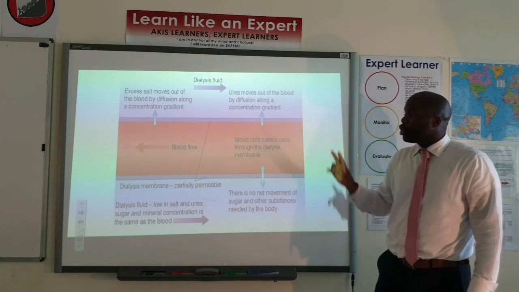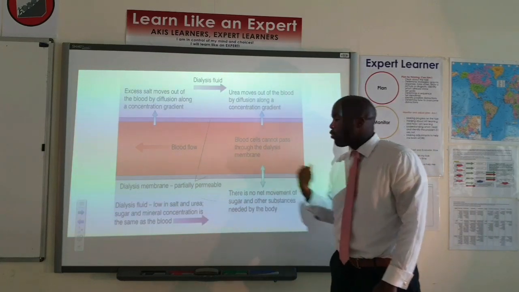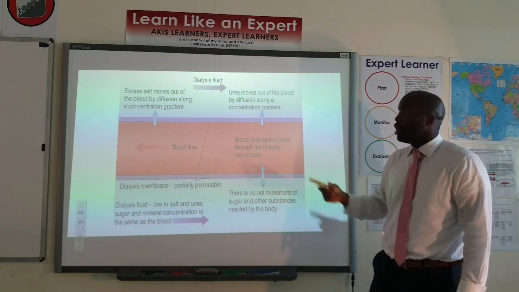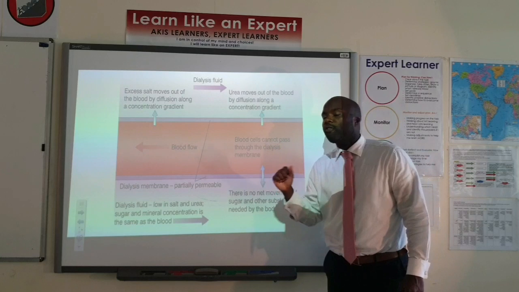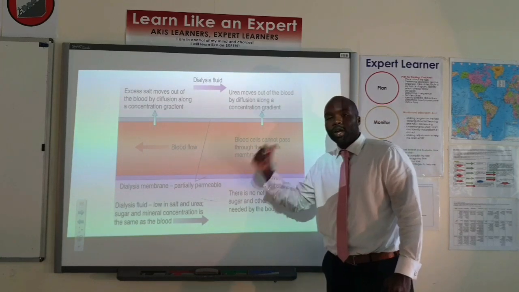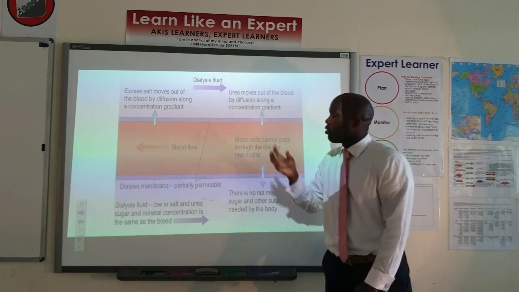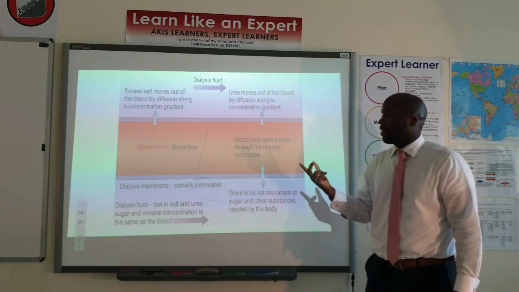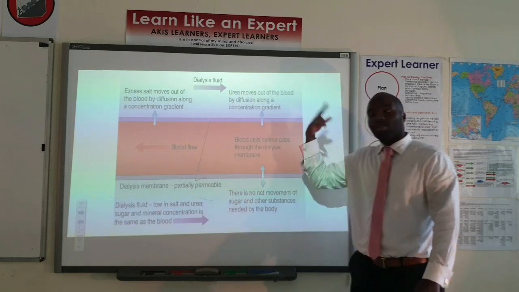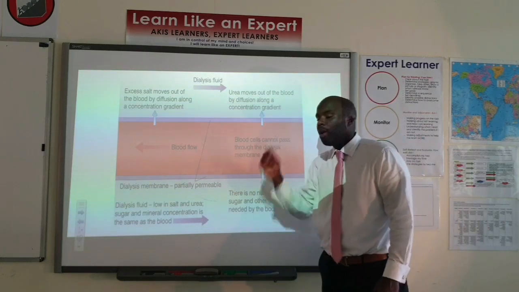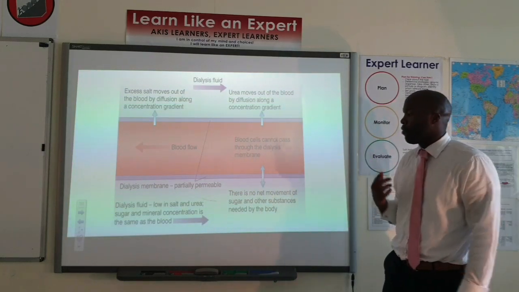However, the sugar and mineral ions concentration should be the same as the blood, and this will mean that there is no net movement, and therefore we are not losing essential glucose to dialysis. So we're losing all of the urea and any excess salts out of the blood, but we're keeping our sugars and minerals.